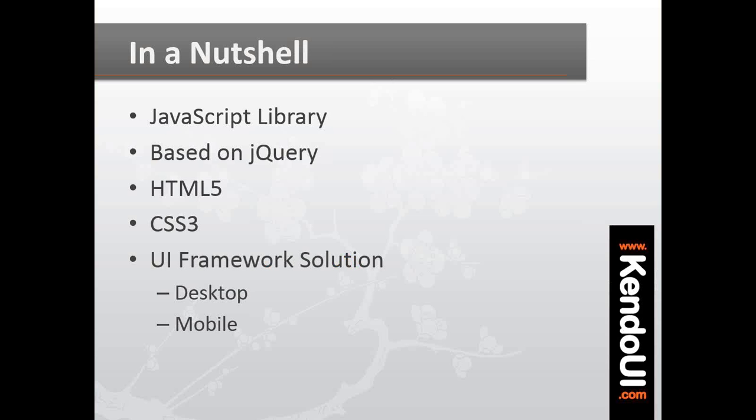Kendo UI is nothing but a JavaScript library. It's an HTML5 based JavaScript library. It is based on jQuery, meaning we depend on only one thing, and that is jQuery. We are of course HTML5 compliant. It is based on the complete HTML5 things, but we do support IE7 plus and all the other browsers. So it's not just HTML5, but we know how to work when there is no HTML5 support. We pretty much use CSS3 to do a couple of things, and then we have a lot of framework solutions within Kendo UI.